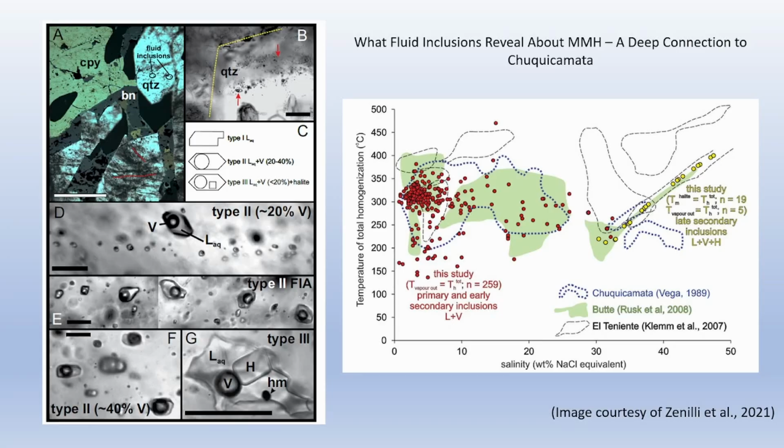And so the fluid inclusion dataset is not just geochemically interesting. It provides evidence that the West Fault was active during mineralization and helps stitch MMH back to Chuquicamata in a way few other data sets could.